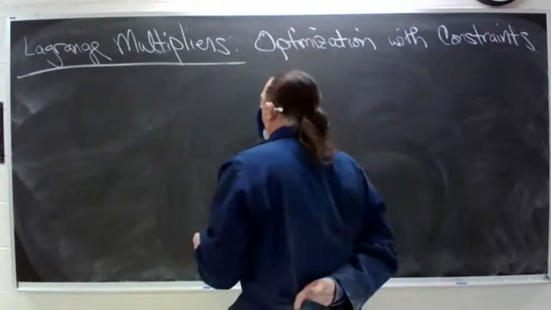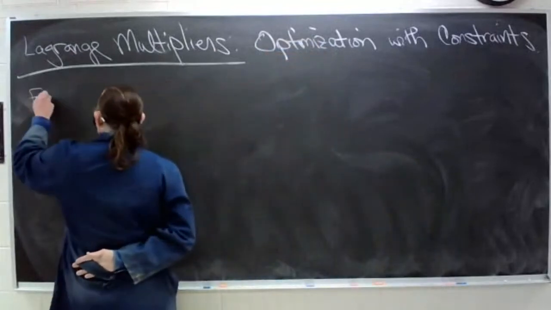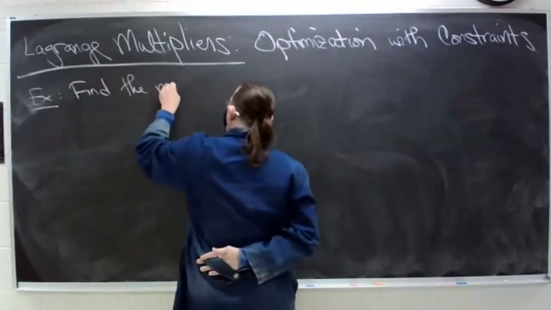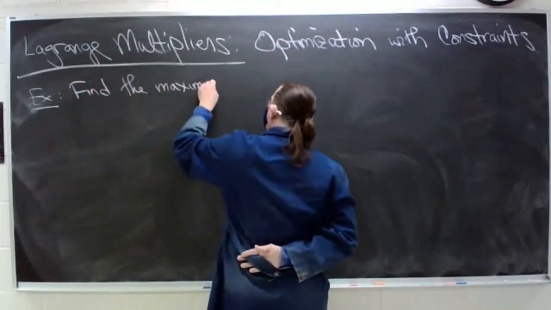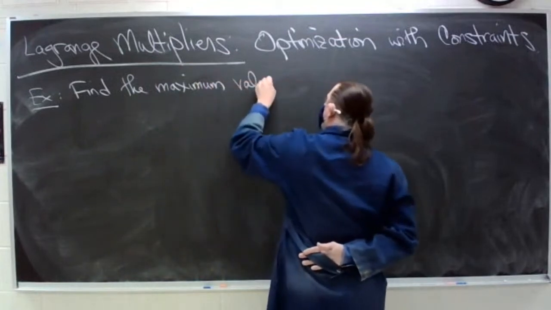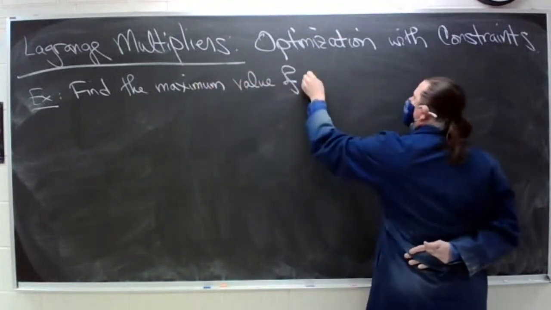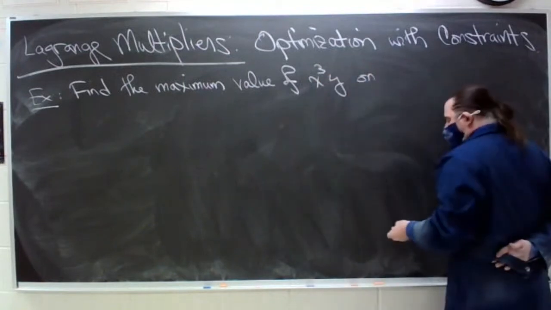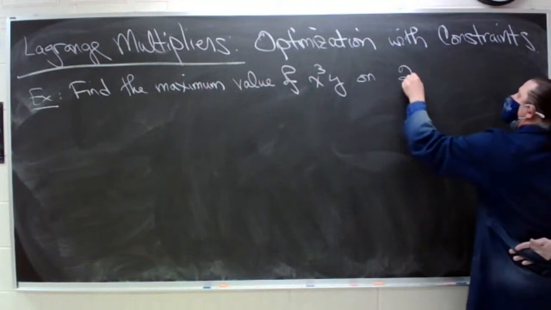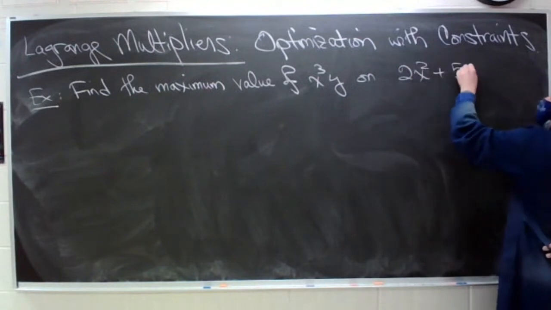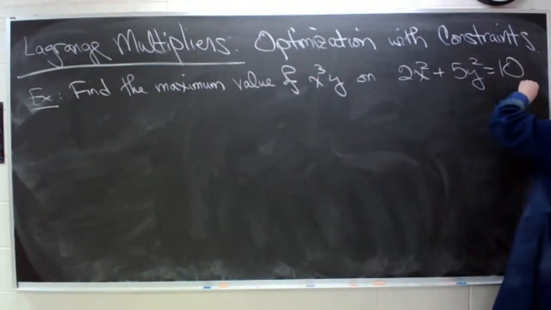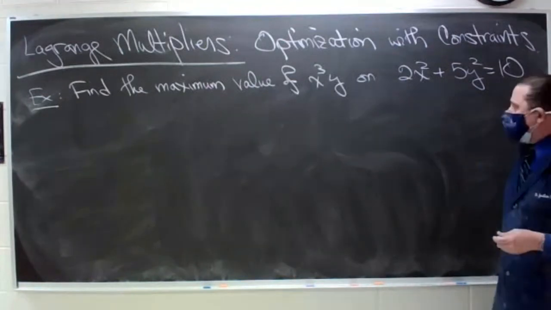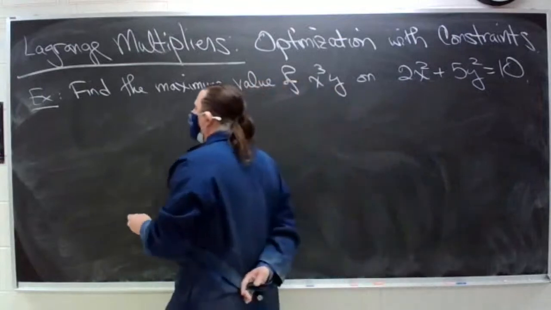Okay? So, let's suppose we wanted to find the maximum value of x cubed y on the ellipse 2x squared plus 5y squared is equal to 10. All right?